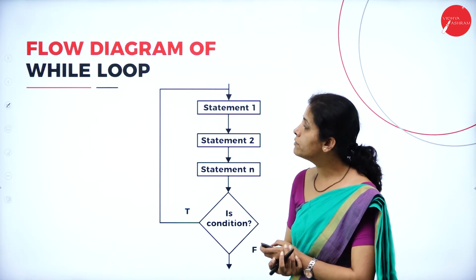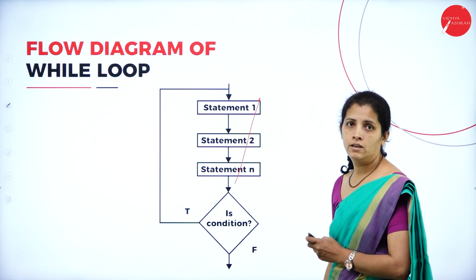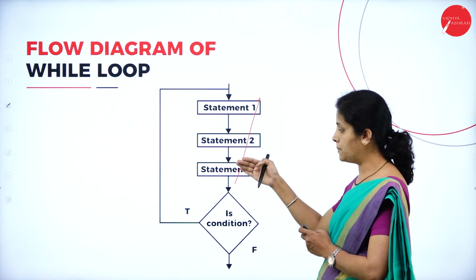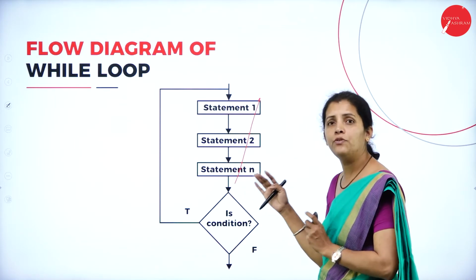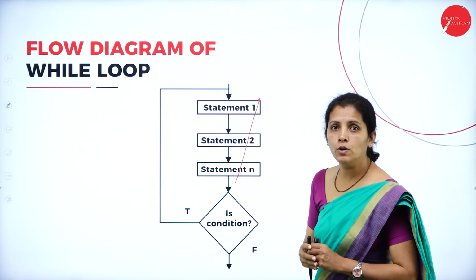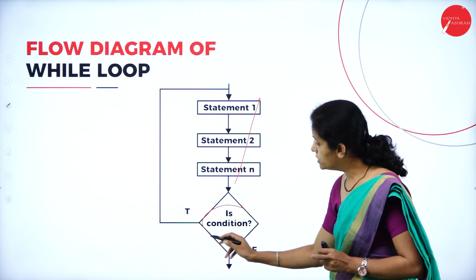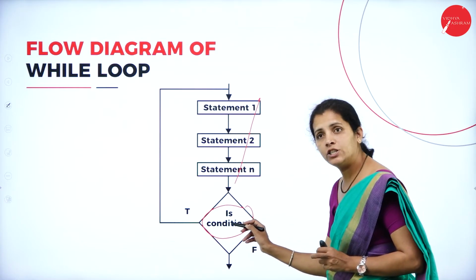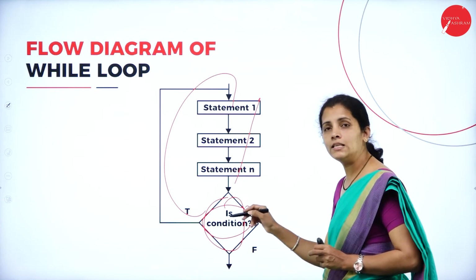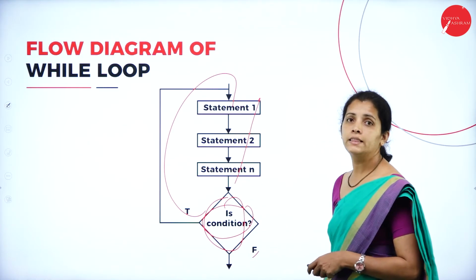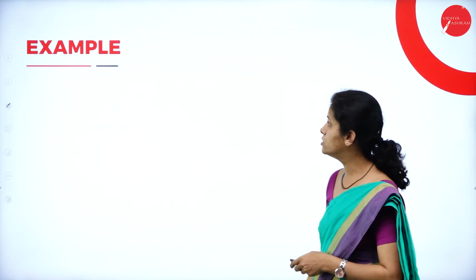Now I'm going to have the flow chart. So at the beginning, I'm going to have the statement. I'm going to execute this statement and then check the condition. If the condition is false, still I am able to execute at least once. It checks the condition, and if this condition is true, execute the statement, check the condition again, and when this condition becomes false, then the control transfers out of the structure.